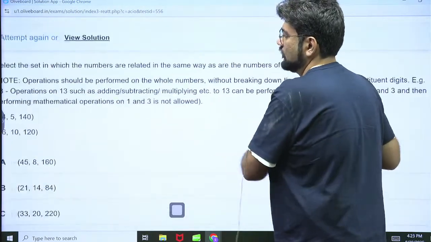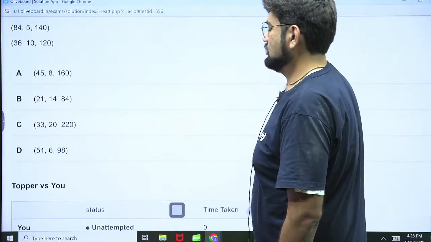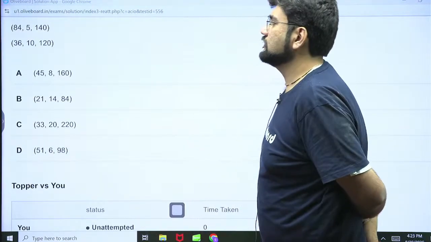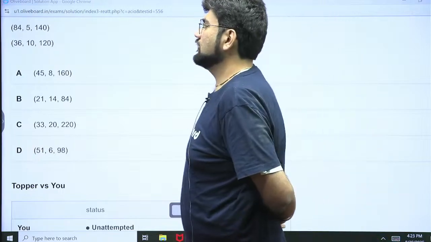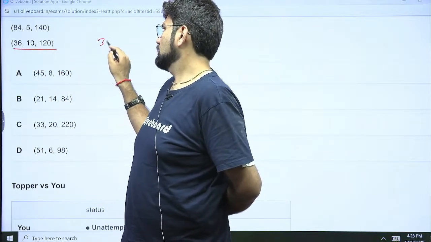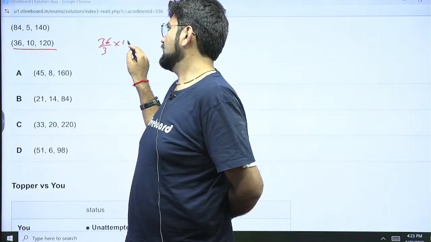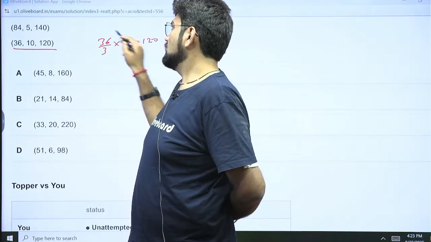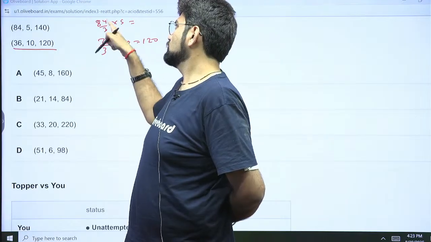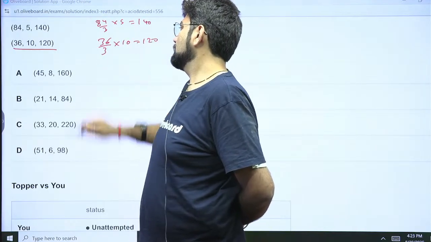Number set. This one is easy actually. Number set is pretty easy today. 84, 5, 140, 36, 10, 120. This one will give you the hint very easily. 36, so divide this by 3, you get 12, multiply this by 10, you get 120. Similarly, divide this by 3, multiply this by 5, so this is 28 into 5 is 140.